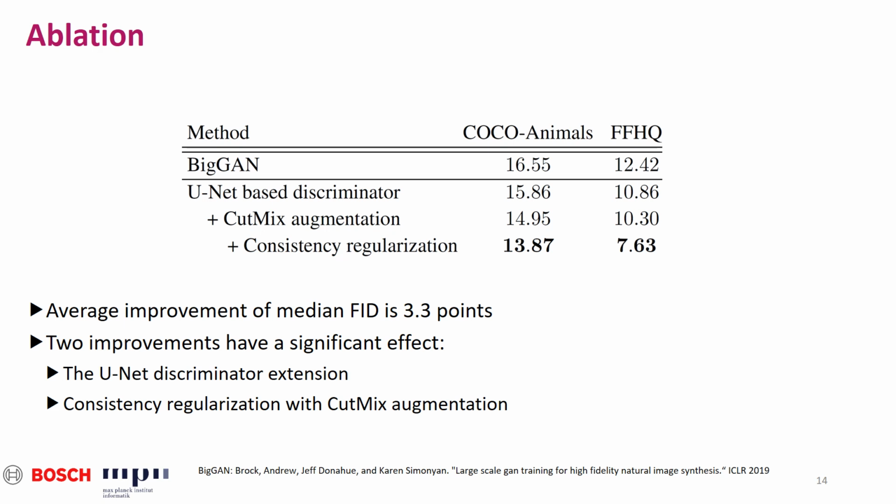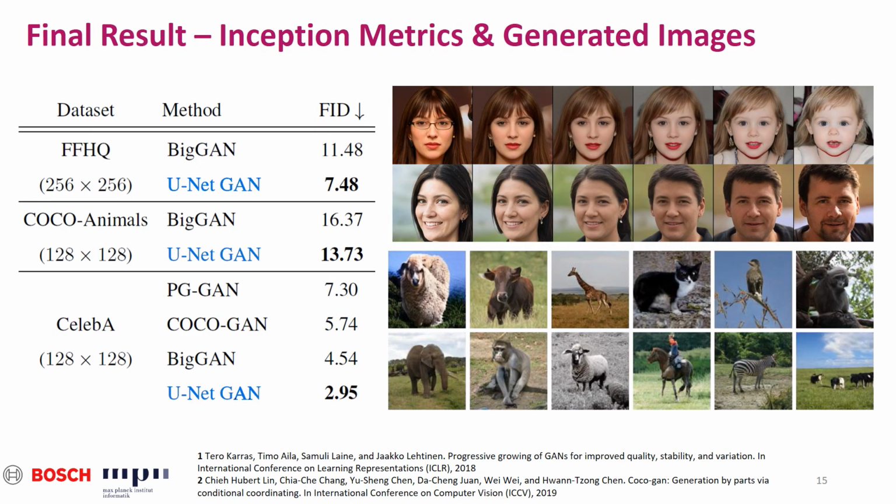Image generation quality is measured by the FID score, where lower means better. Here we see that the two biggest improvements come from the unit architecture as well as the consistency regularization. We achieved the best outcome when combining CutMix augmentation and consistency regularization. Our method improves on all three datasets over the state-of-the-art baselines. On the right, we show generated samples produced by our method. The upper row shows smooth latent space interpolation between generated faces, while the lower row shows different animal pictures that we synthesized in the class conditional setting.